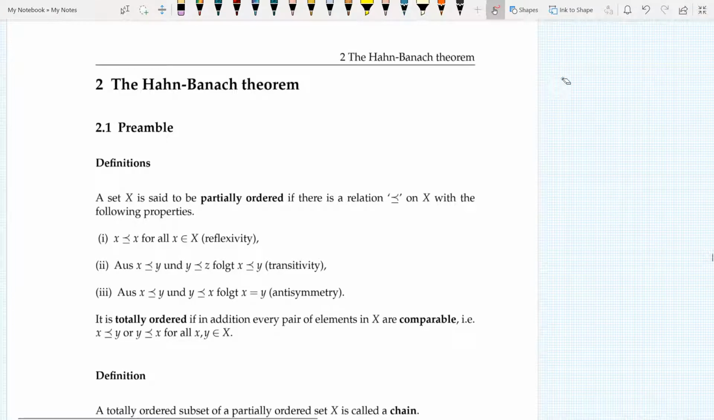Hello guys, in today's video we're going to take a quick trip into the world of logic. I know this course is on functional analysis, but in order to prove one fundamental theorem in functional analysis, I need a concept from logic.